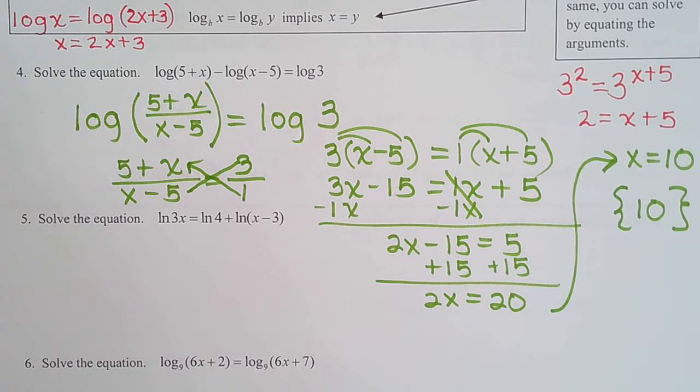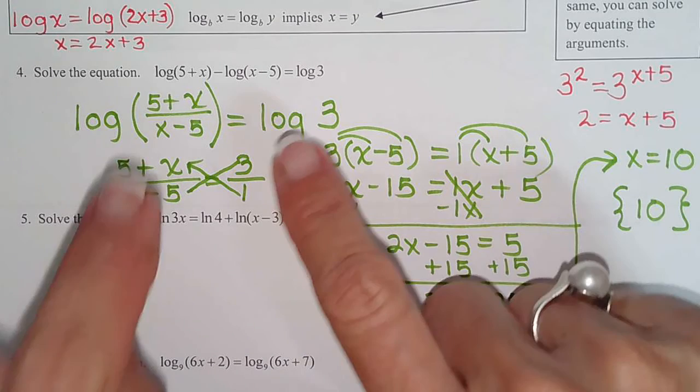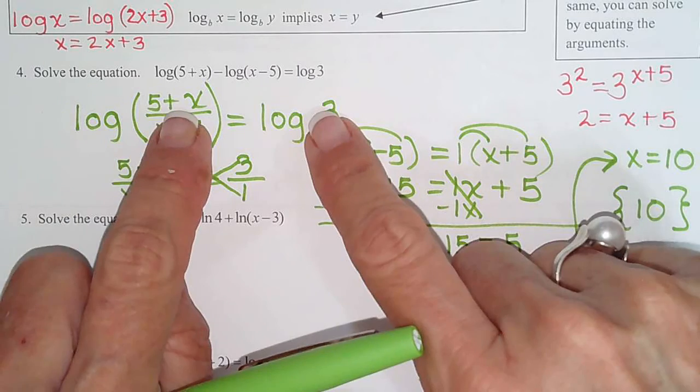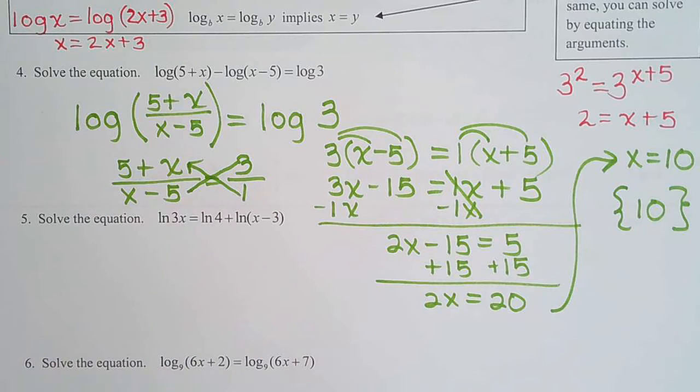So that is called the one-to-one log property, or the equivalence of log property. So you make one log on the left, one log on the right. As long as the bases are the same, you set the arguments equal. And then just solve from there, and because it's a log, it does have to be checked.